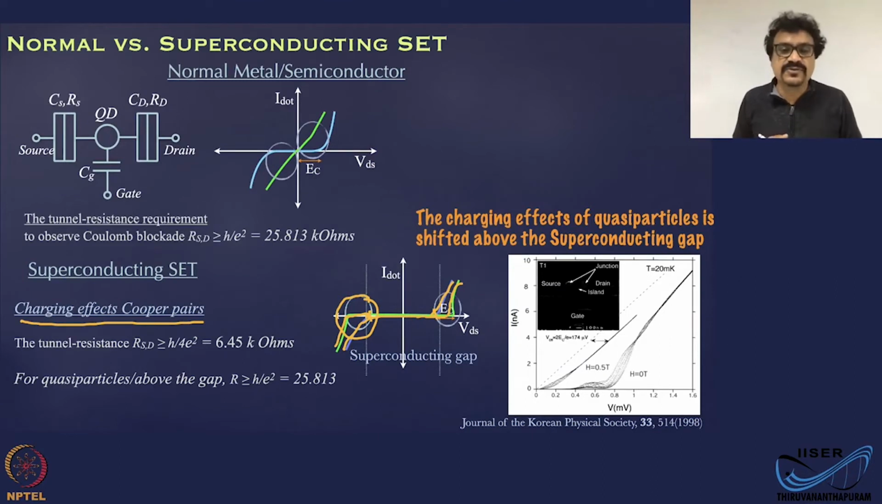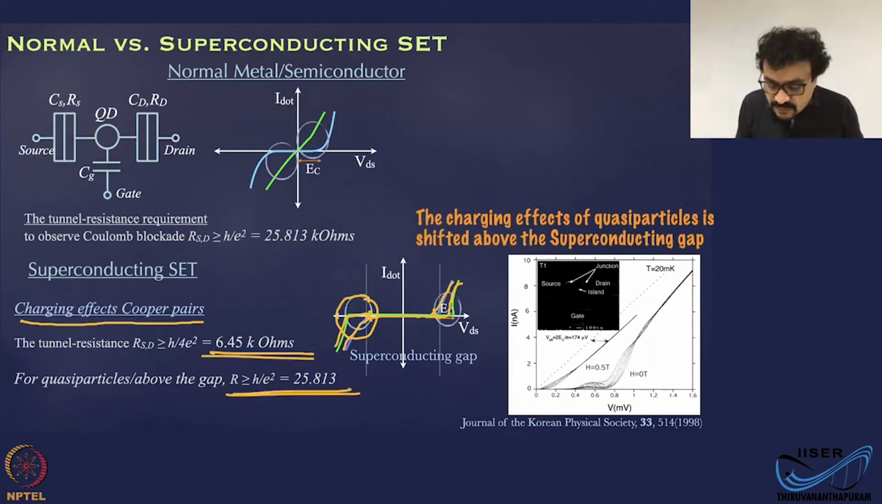But in the flat region in the middle, you have other kinds of transport mechanism which involve Cooper pairs also. In this region, where Cooper pairs are available, you can observe charging effects of Cooper pairs for a system with lower resistance, 6.45 kilo ohm. But with this resistance for the tunnel junction, you will not observe the charging effects of quasi-particles, because for quasi-particles you need to satisfy this condition, and for Cooper pairs you need only this much resistance of tunnel junctions.